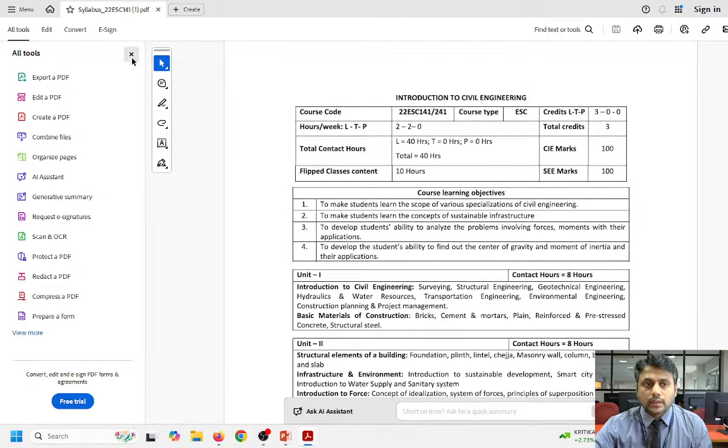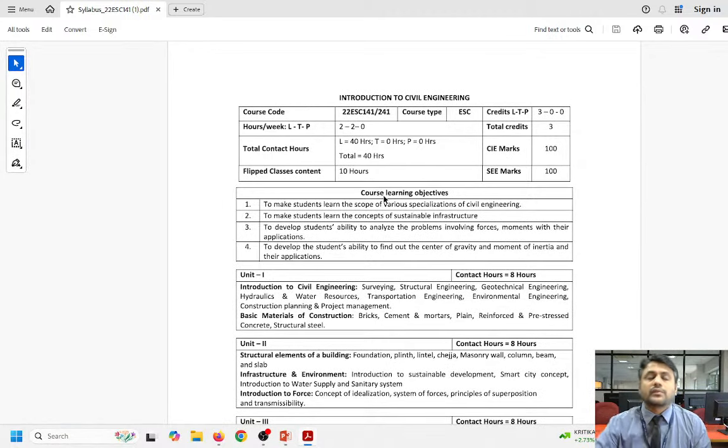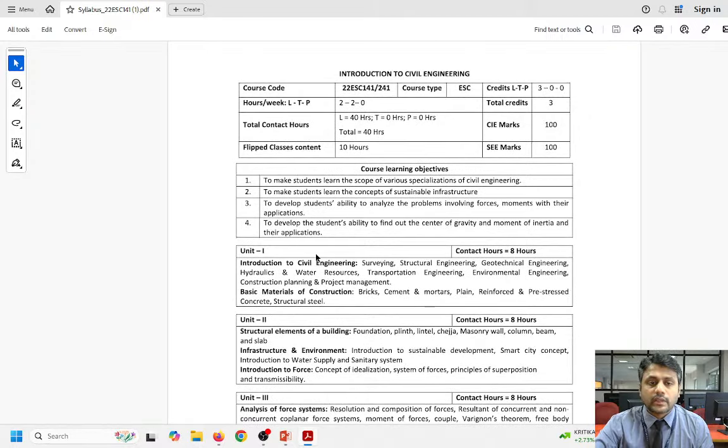So this is the detailed syllabus of this course, Introduction to Civil Engineering. It is a 40-hour course and it is mainly a theory course. Now, why should you study this course? The learning objectives are that students will be learning specializations of civil engineering. Civil engineering is a vast field. There are various branches, and students will get to know what each specialization of civil engineering, or what a specialized engineer in civil engineering does.